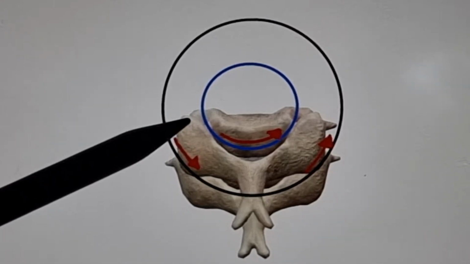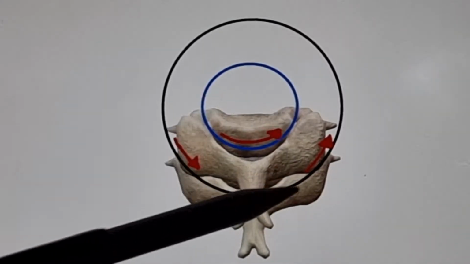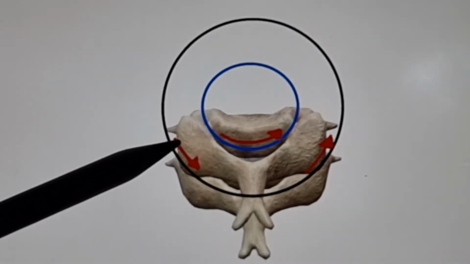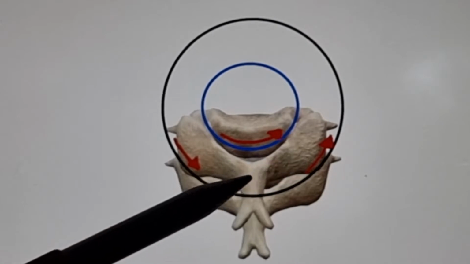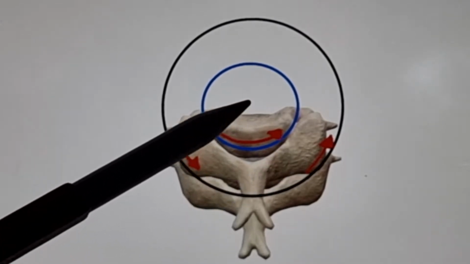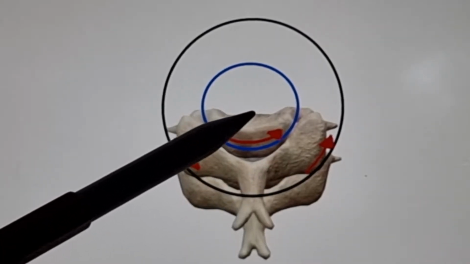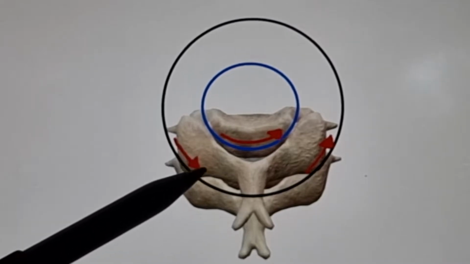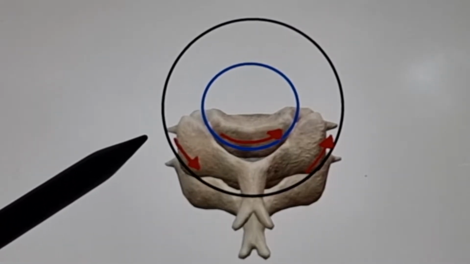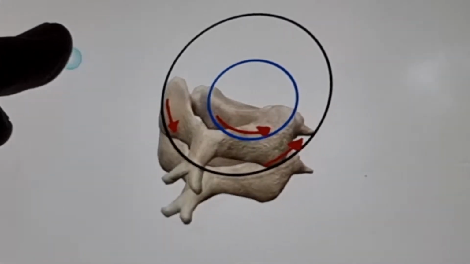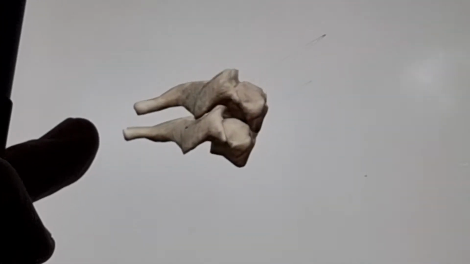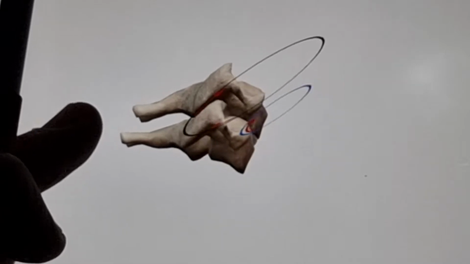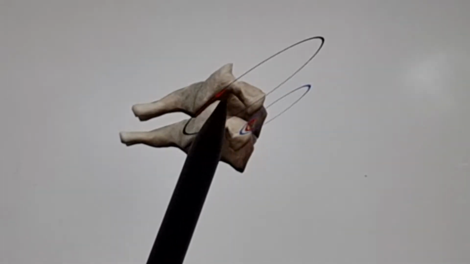So when we're looking at it from this perspective, you can see I defined rotation as a circular motion where when one facet goes down, the other facet goes up. So that's how we could define rotation. It's quite easy to imagine that there's a center axis of rotation here. So this is happening within the plane of the facet joint.